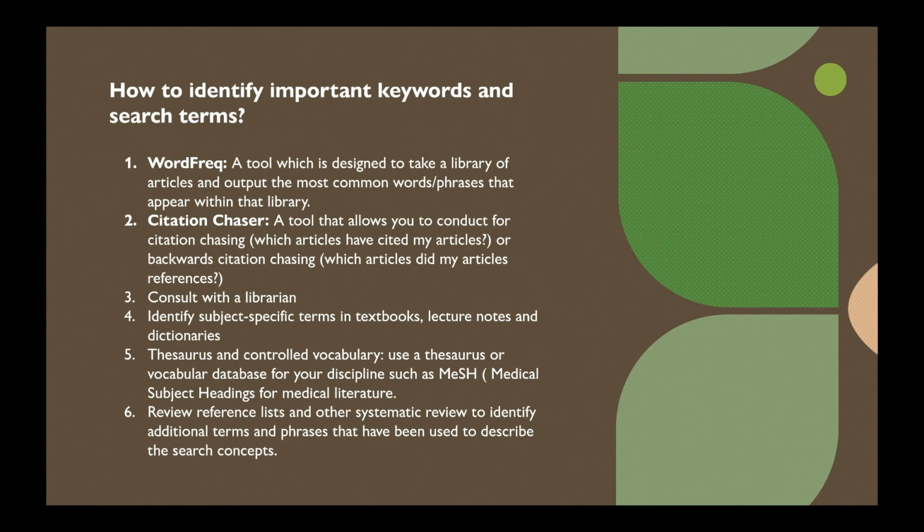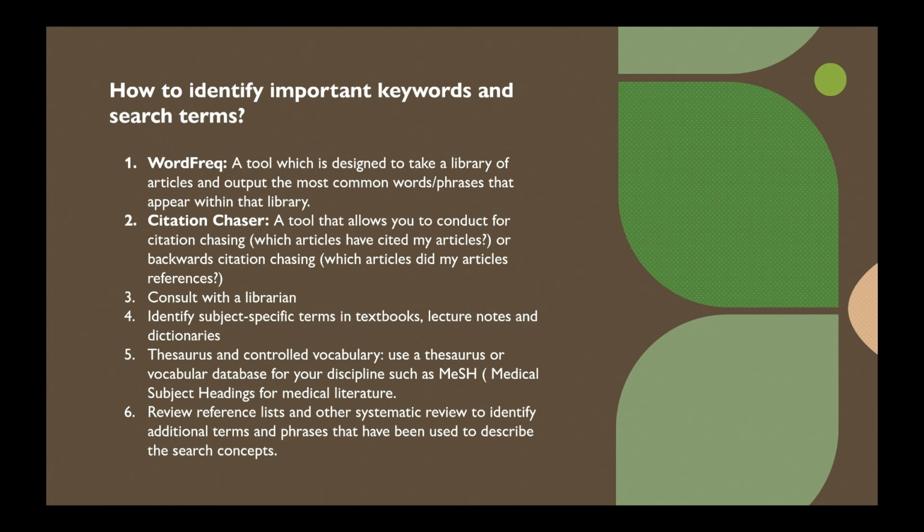How can you identify more important keywords in search terms? You can use different search engines. Here are some important methods and tools you can use during this process. First one is you can consult a librarian. You can use different search engines like different AI tools. You can use different websites. The most famous website is known as WordFreq.